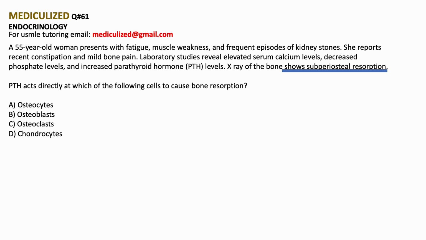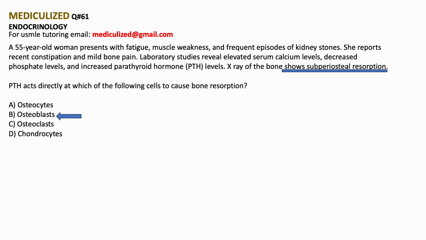Now, the question is, PTH acts directly. This is very high yield to know. They're saying not indirectly, but directly. Directly act at which of the following cells to cause bone resorption? So remember, most of you would be screaming that it's osteoclasts, because those are the cells that cause resorption. But the answer actually is B, because eventually it is going to cause resorption because of the osteoclasts, but the first cell that it actually acts on is the osteoblast.